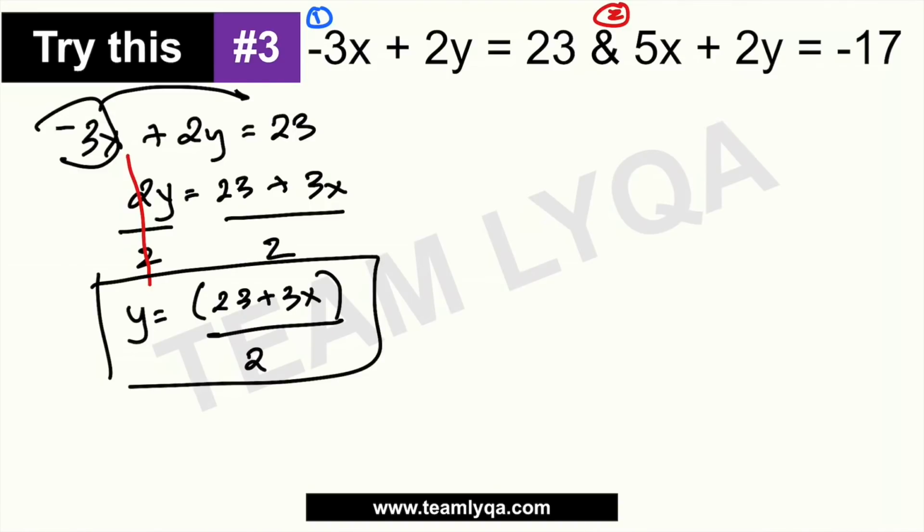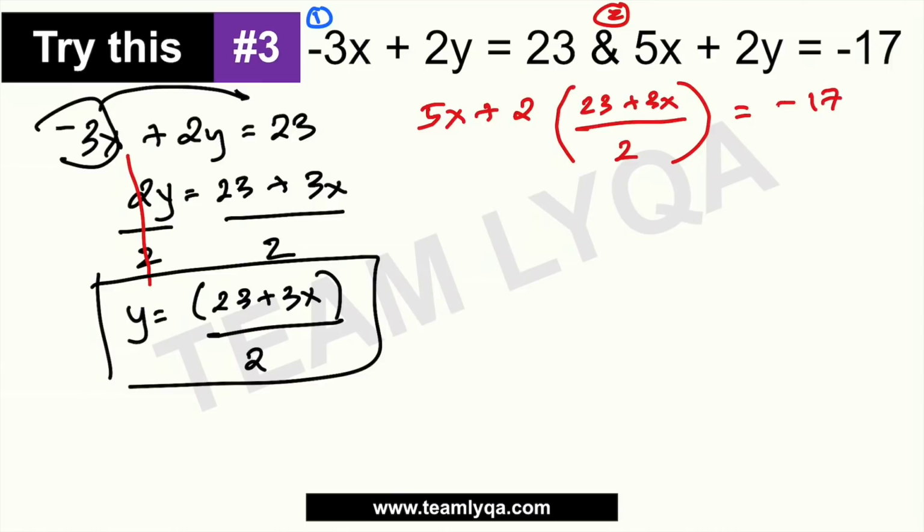Ano mangyayari sa atin kung ganyan yung itsura, kung fraction siya? Siya lang din ang isa-substitute natin dun sa equation. Okay? Dun sa kabila. Okay, dito na natin ilalagay. So, yung y, papalitan natin ito. Mukhang komplikado, mukhang mahaba, pero mas madali to take it this way kasi 2 naman siya. Okay, I'll show you what I mean later. So, ilalagay lang natin itong equation na to, 5x plus 2 times yung quantity again, 23 plus 3x, tapos all over 2 is equal to negative 17.